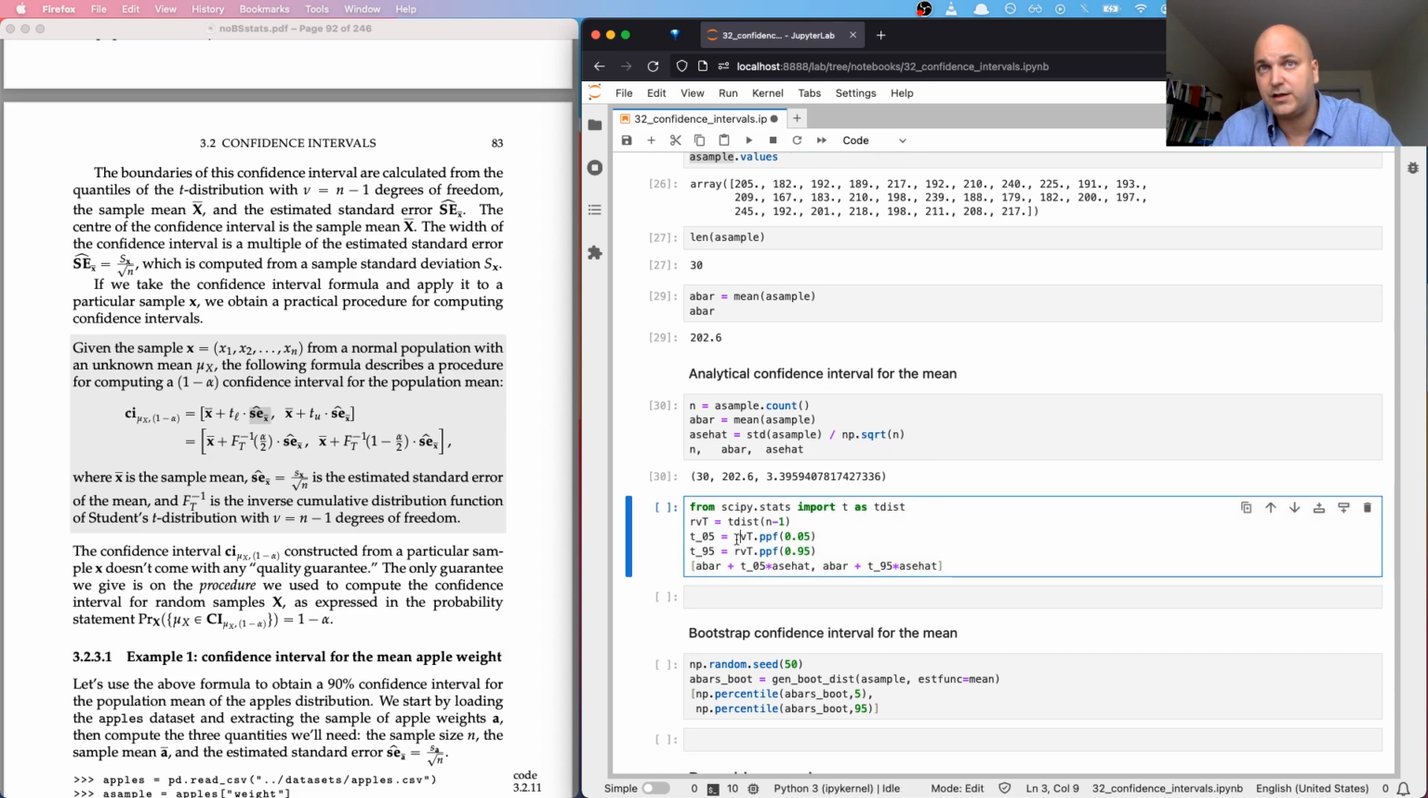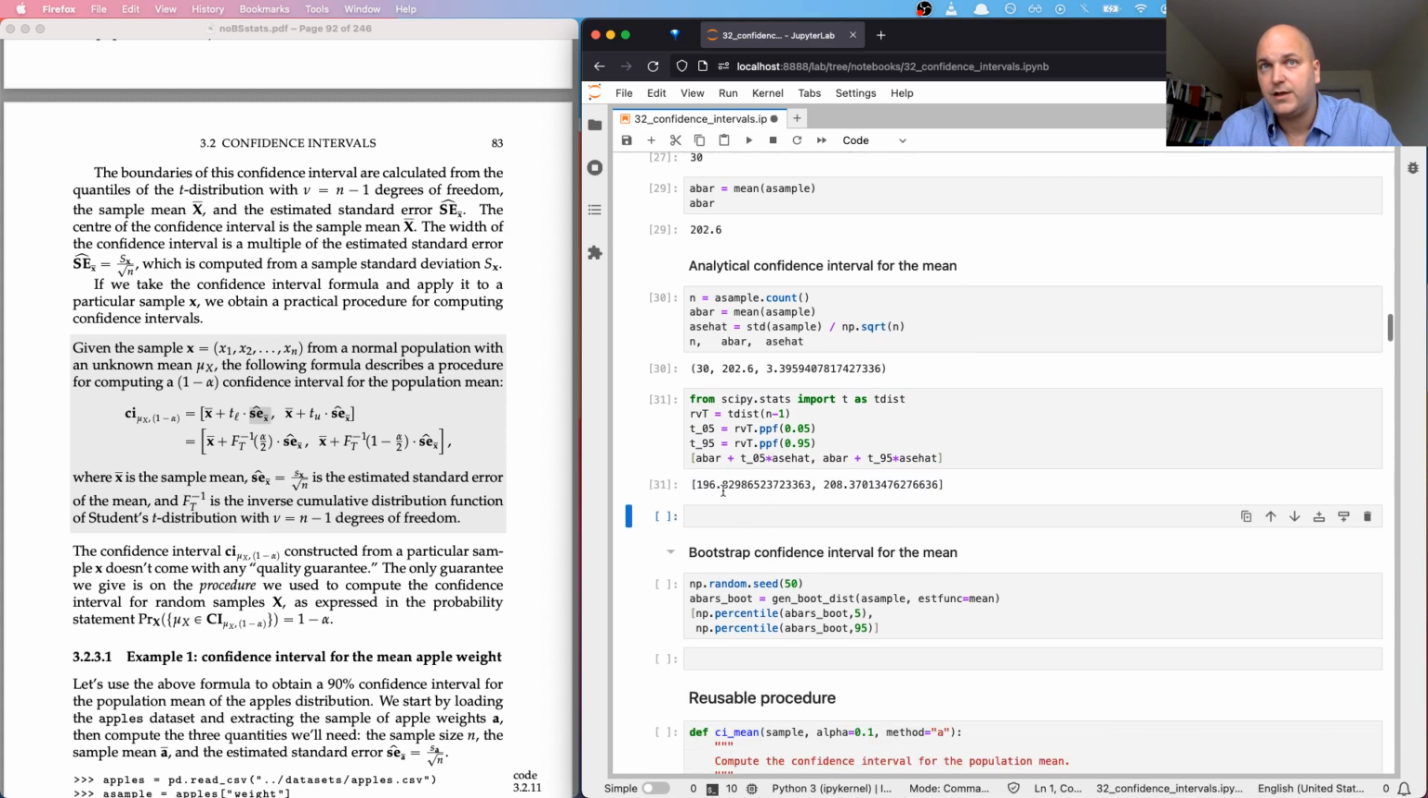Now we need a t-distribution with n minus 1 degrees of freedom. The sample size is n, so we need n minus 1, with 29 degrees of freedom. Once we have the t-distribution, we want to find the location of the lowest 5% quantile and the upper 5% quantile. Then we just plug in the numbers. Here is the formula: x bar plus the lowest quantile times the standard error, and the same thing for the 95th percentile. So this range is much more interesting.